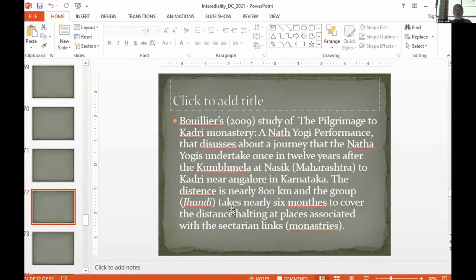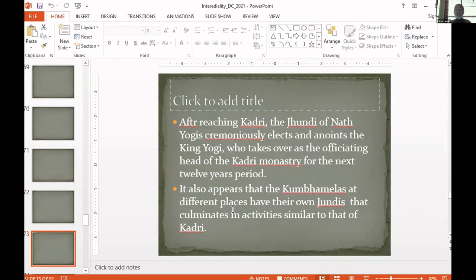Bouillier's study of the pilgrimage to Kadri Monastery, a Nath Yogi performance, discusses the journey that the Natha Yogis undertake once in 12 years after the Kumbh Mela at Nasik, Maharashtra, to Kadri near Mangalore in Karnataka. The distance is nearly 800 kilometers, and the group, which is called Jhundi, takes nearly 6 months to cover the distance, halting at places associated with sectarian links, maybe monasteries. After reaching Kadri, the Jhundi of Natha Yogis ceremoniously elects and anoints the king yogi, who takes over as the officiating head of the Kadri monastery for the next 12 years.